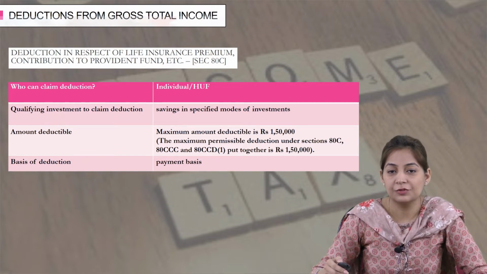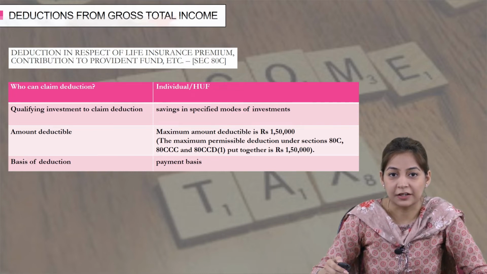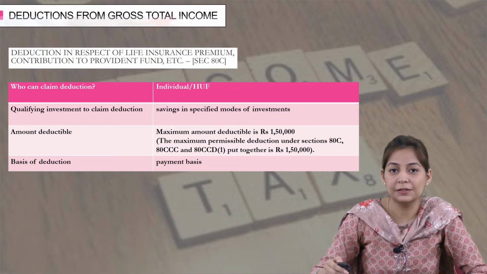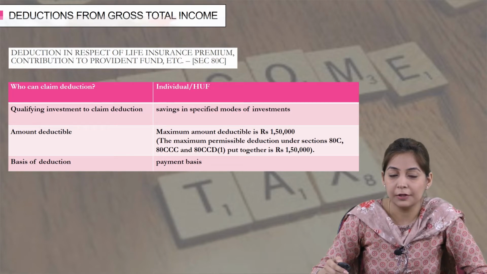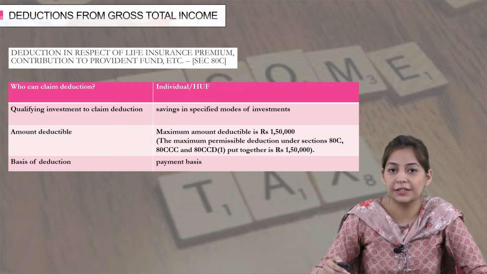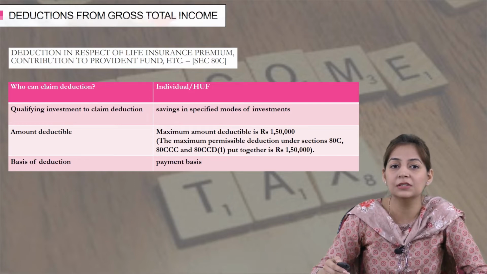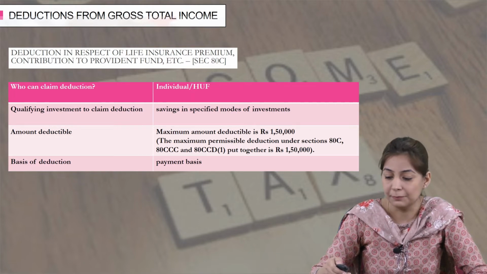And the next point which we have to keep in mind is what is the basis of deduction. The basis of deduction here is payment basis. For example, if you have made the payment or contributed rupees 1,10,000 to PPF, in that case, since the payment has been made, you are eligible to claim the deduction under section 80C. So, here the deduction can be claimed only on payment basis, on due basis you cannot claim the deduction. This is the basic overview of section 80C where an individual can claim the deduction by making investment in specified modes, and the maximum amount deductible is rupees 1,50,000. Deduction is allowed on payment basis.